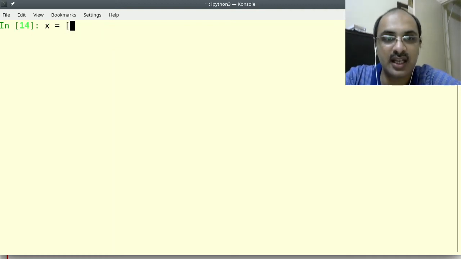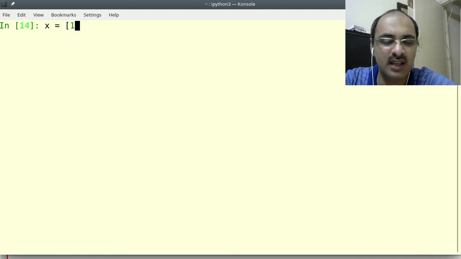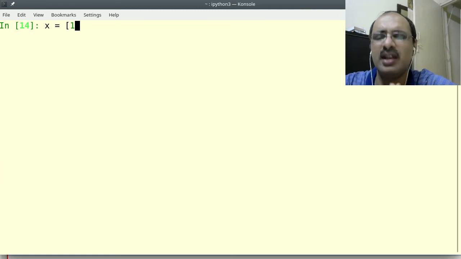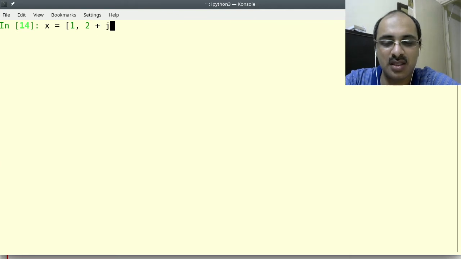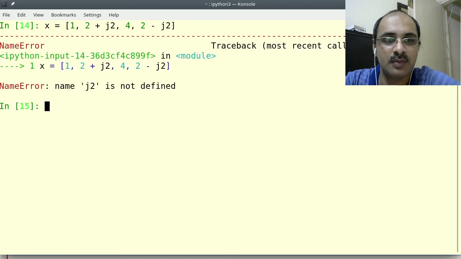How? You take a sequence like this. Even sequence means, of course, x0 has to be x0 star, so we'll keep it as real. Similarly x[N by 2] has to be real. 2 plus j2, and we'll take this as 4, and 2 minus j2. This is an even sequence. I'm sorry, I should write 2j.